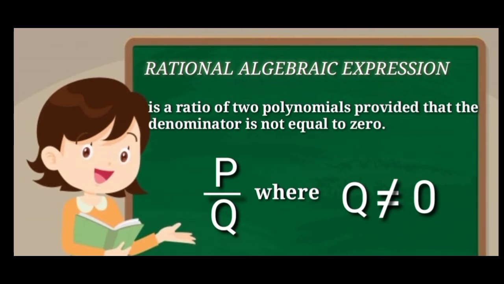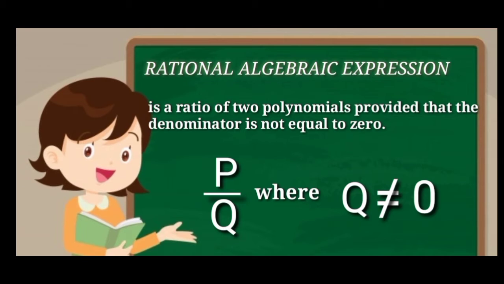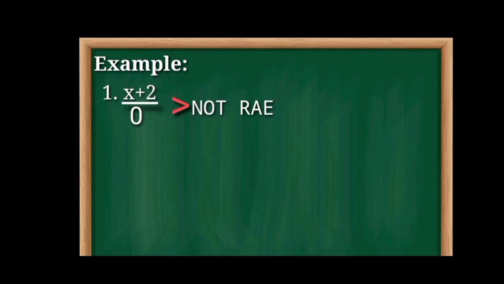Now that we have defined rational expressions, let us proceed to how to identify whether it is a rational algebraic expression or not. Try this example: x plus 2 over 0. Are you done? Okay, time's up. In this given example, this is not a rational algebraic expression, because as you can see, the denominator is equal to 0.